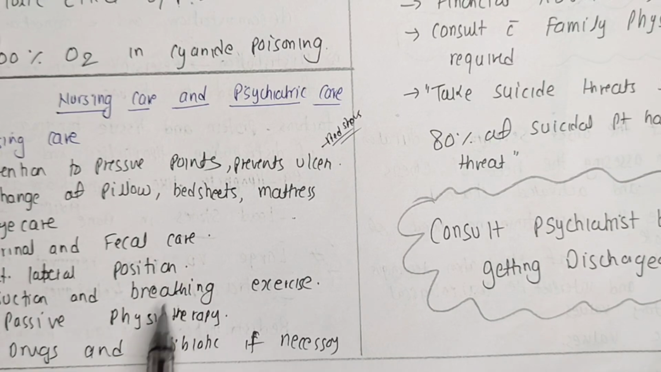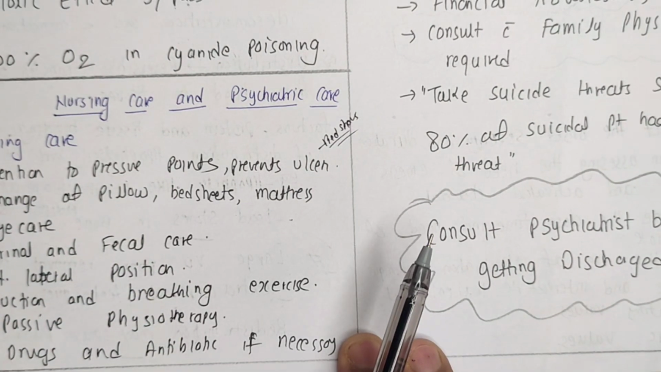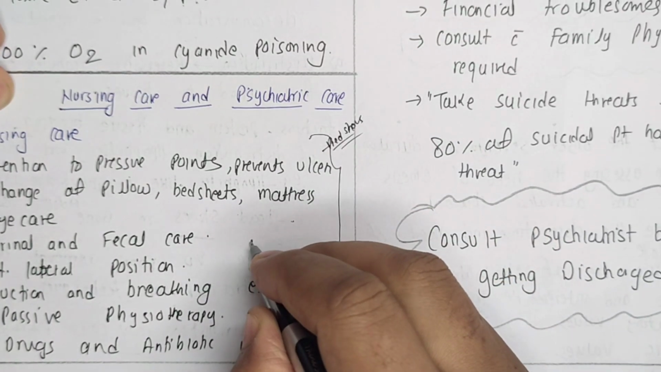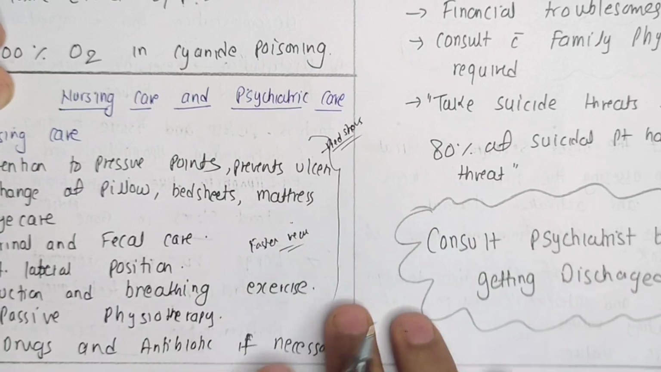Then passive physiotherapy for bringing the movement and all. Then drug and antibiotics if necessary. Administration of these components also will come under the nursing care. Similarly, taking good nursing care helps in the faster recovery. It will help in the faster recovery of the patient.